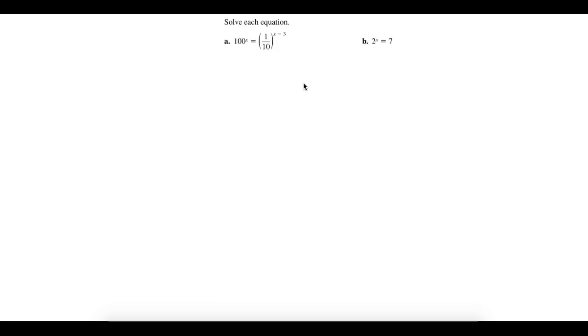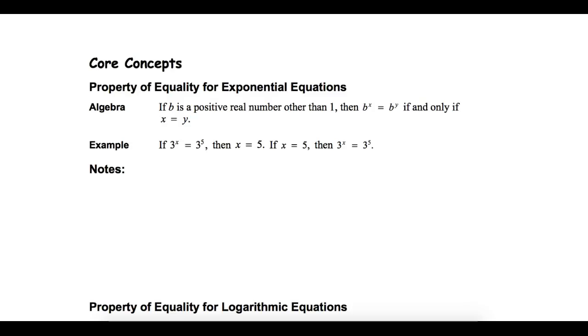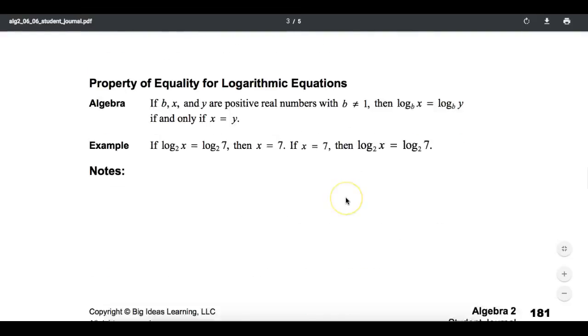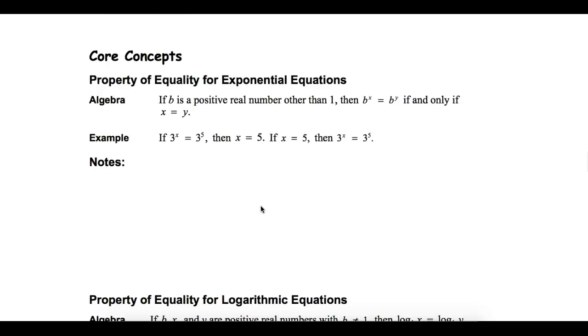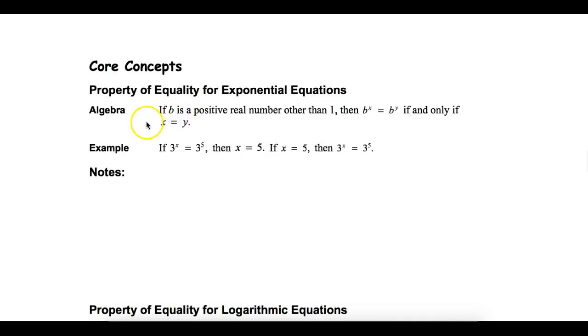So what we're going to do is use all the rules and properties of logarithms that we've learned so far this chapter to simplify this equation and solve for our variable. Before we can get into this, if you look in the journal, this is on page 181, we have some properties of equality for exponential equations. So what this first property states is if b is a positive real number other than 1, then b to the x power equals b to the y power if and only if x equals y.